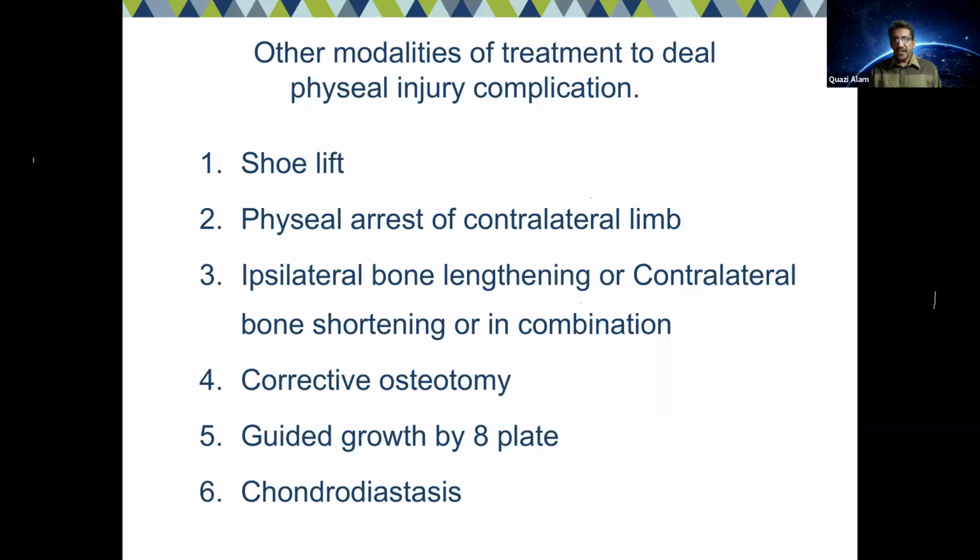What are the other modalities of treatment to deal with physeal injury complications? These modalities are mostly directed at correcting limb length inequality. We can use a simple high-raise shoe, a physeal arrest of the contralateral limb, ipsilateral bone lengthening or contralateral bone shortening, or a combination of both, a corrective osteotomy, guided growth by eight-plate, or even chondrodiastasis.